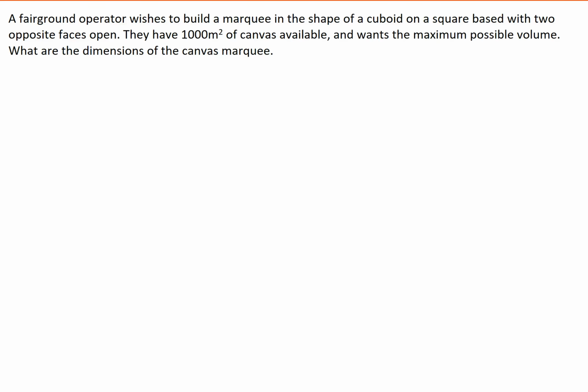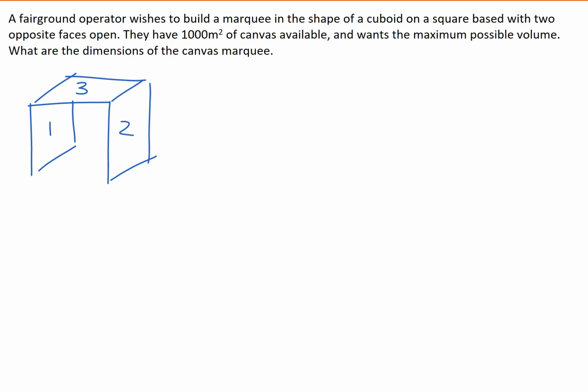Right, so a fairground operator wishes to build a marquee in the shape of a cuboid, so they're just trying to build a tent. So here's the marquee they're trying to build. You can imagine it looks like that. Okay, it's just got 1, 2 walls and a third roof. Hasn't got the floor, hasn't got the sides.